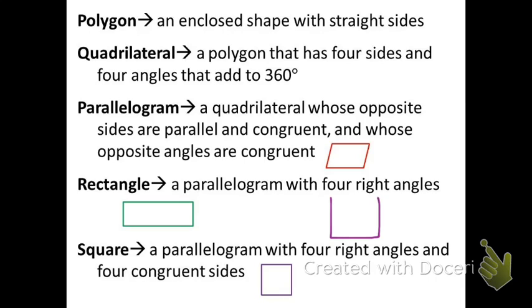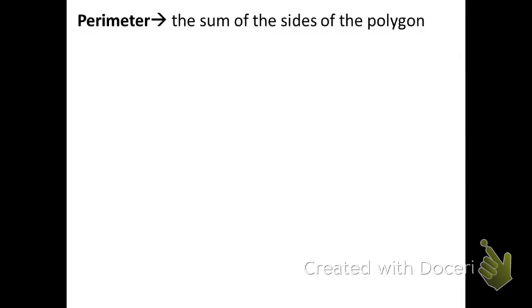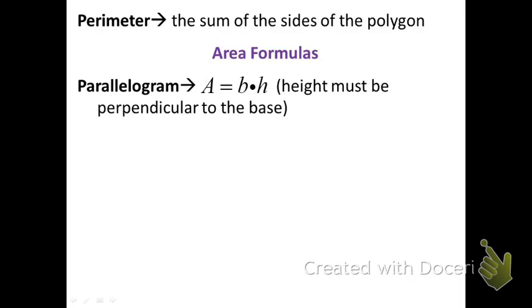The last quadrilateral we're going to talk about today is a square, and I'll draw it above here. A square has 4 right angles, so it is a rectangle, and then all 4 sides are congruent. So if this was 5, all sides would be 5, and that's how it's different than a rectangle. So perimeter is the sum of all the sides. That means you're going to add up all the sides.